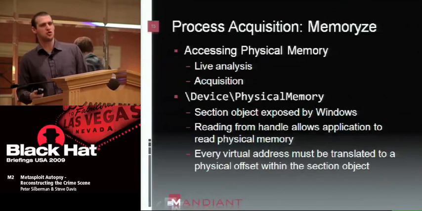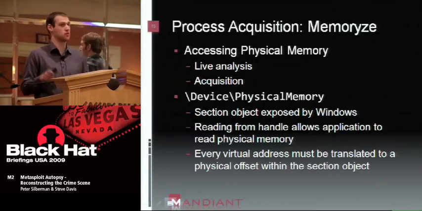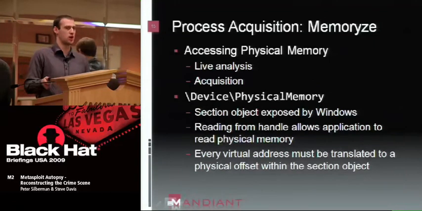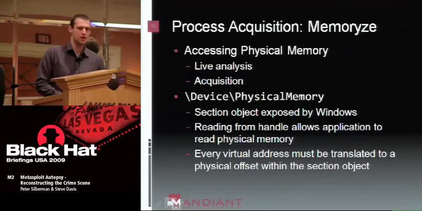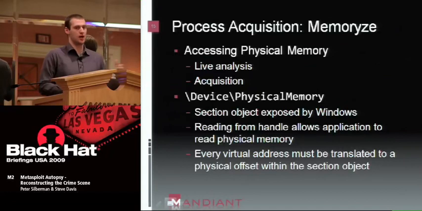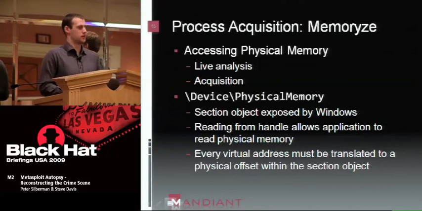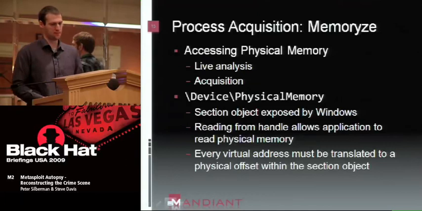And you can do that in userland from 2000 to 2003 Service Pack 0. Service Pack 1 and up, you have to be in ring 0. So in that case, you have to load a driver to open the handle and then pass the handle back to userland. So when we come across a virtual address that we want to read in a process address space or in kernel, we're going to translate that to the physical address and read the physical memory. So that's how we're going to utilize physical memory.